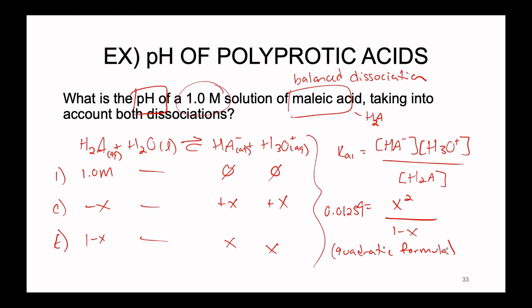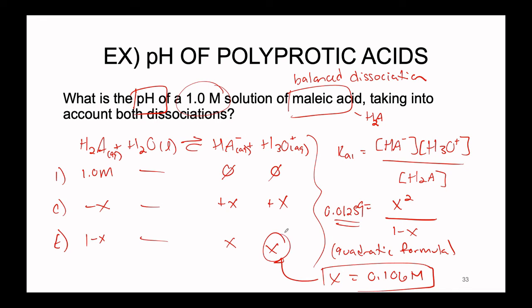Again, I want to make sure everyone's getting an abundance of practice using this more complicated math. The reason why we have to use the quadratic formula, and can't take a shortcut here, is because our Ka is not at least 1,000 times smaller than our initial concentration. So we have to go through the more complicated route to find X, which for this problem is equal to 0.106 molar. This 0.106 molar is equal to the concentration of our H3O plus.